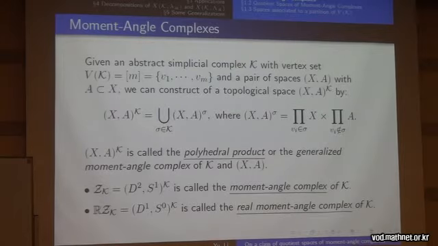In particular, when (X, A) is (D^2, S^1), this is called the moment-angle complex of K. And if (X, A) is (D^1, S^0), this is called the real moment-angle complex of K. But this definition can be generalized even further, right?